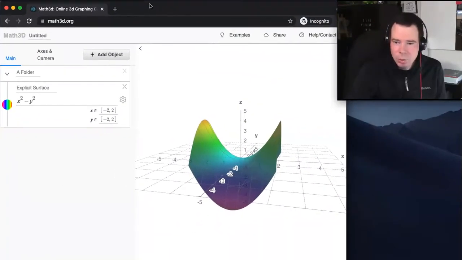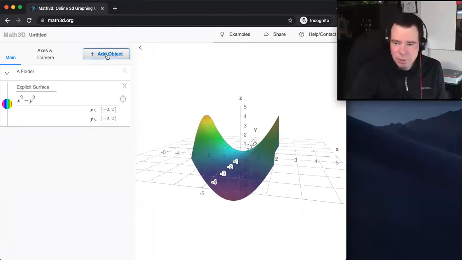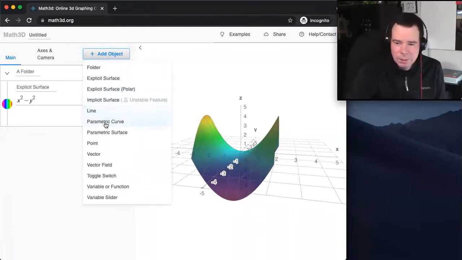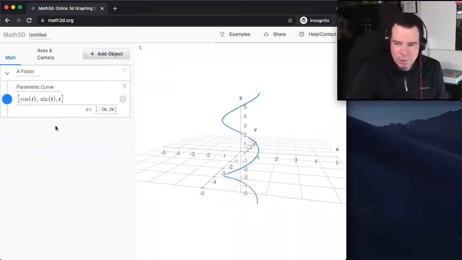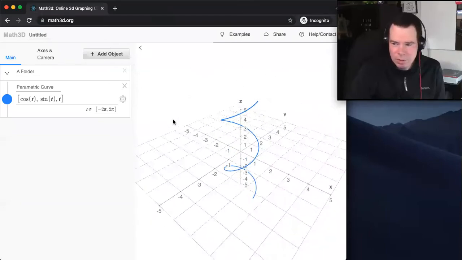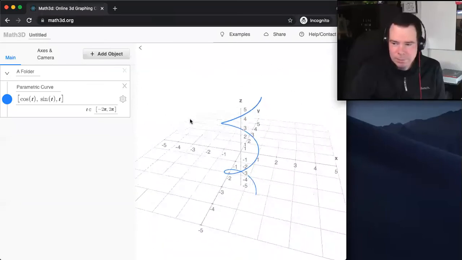And I just wanted to point out that if we go to math3d.org and we go add an object, these are what we're talking about now, parameterized curves for the next couple of sections. So if you click that to add that kind of an object, it comes up, parameterized curves. I'll just get rid of the surface in the background. And this is the prototypical example of a parameterized curve in this software. It's cos of t, sine of t, t, and that was that spiral shape we get.